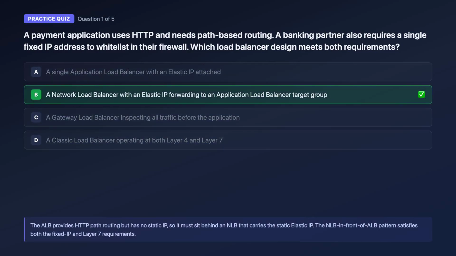This one is B. The application load balancer gives you the path routing, but it has no static IP. You cannot attach an elastic IP to it, which rules out option A immediately. So you place a network load balancer with the elastic IP out front and register the application load balancer as its target. That combination delivers the fixed IP and the layer 7 routing at the same time.